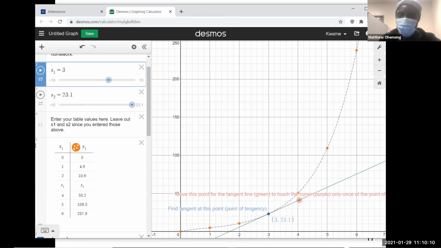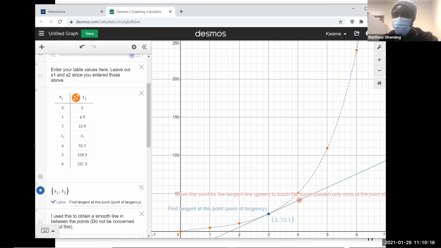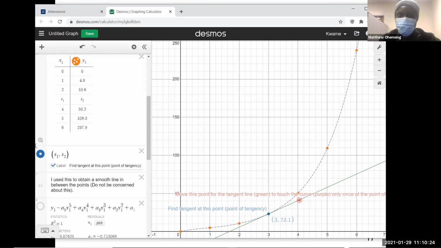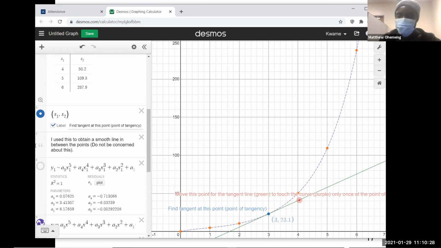So you replace the other ones, right? So 0, 1, 2, 4, 5, 6. You fill in those. So that'll give you a complete table, and automatically it will grab the points for you. And we need a tangent line at that S1, S2, right? So ignore this. You don't have to edit anything here.